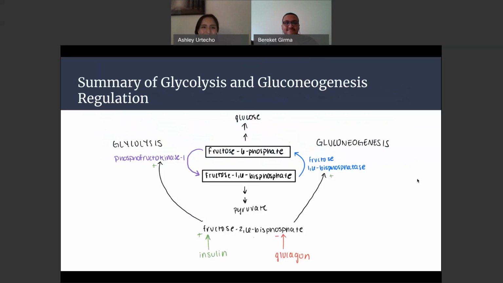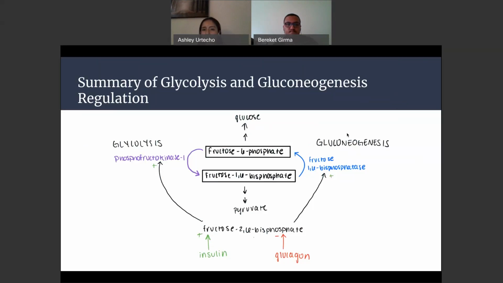Okay, thank you. So this is a summary of glycolysis and gluconeogenesis. This is just a diagram that I wrote. I don't know if it's helpful or not, but this is the way that I studied. Like I said, insulin will activate fructose 2,6-bisphosphate, and it will activate phosphofructokinase 1. That will allow glycolysis to continue so that you can make ATP and break down the glucose from the food that you just ate. Glucagon will do the opposite. It will inhibit fructose 2,6-bisphosphate, and this inhibition will inhibit glycolysis, but it will activate gluconeogenesis so that you can make glucose.